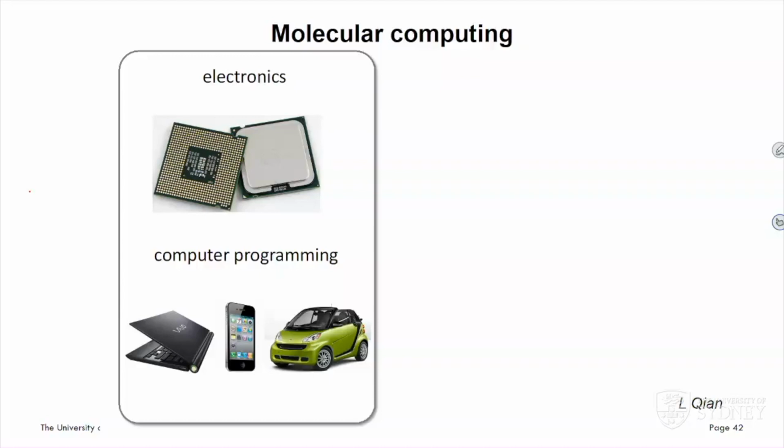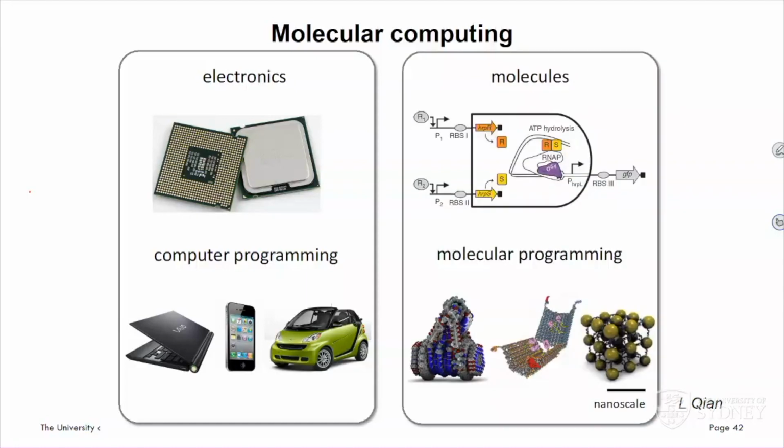We can make self-driving cars. You can make your phone or your laptop. Why aren't we doing that with molecular computing? So what is the molecular equivalent of the electronic circuit? Say, in this case, this is a genetic circuit. You can think of parts of biology as acting in the same way as electronic circuits. And if you have molecular circuits, you can use molecular programming to make really sophisticated behaviors.